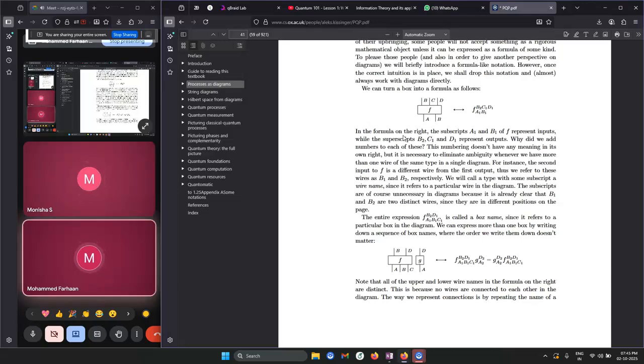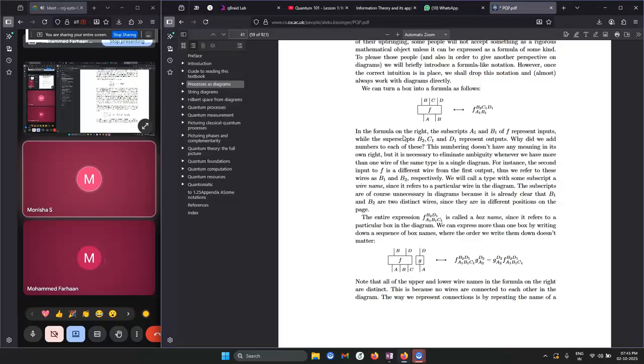You can read the next, you can finish the page if you like. Makes sense, no? Okay. Yeah.